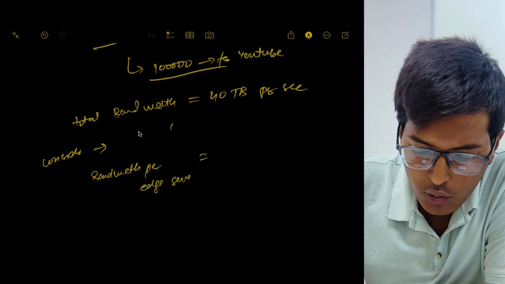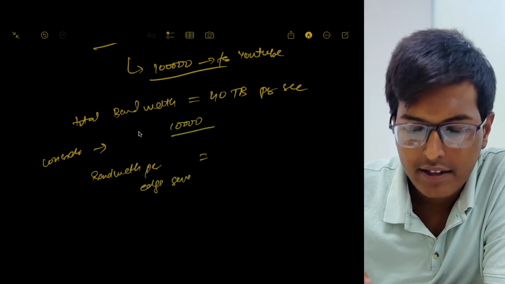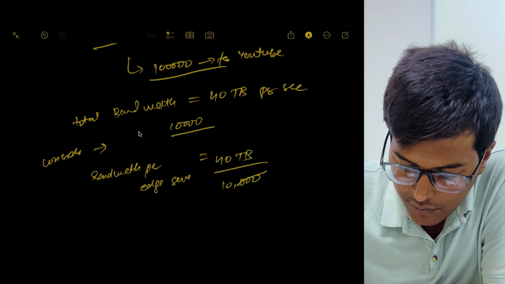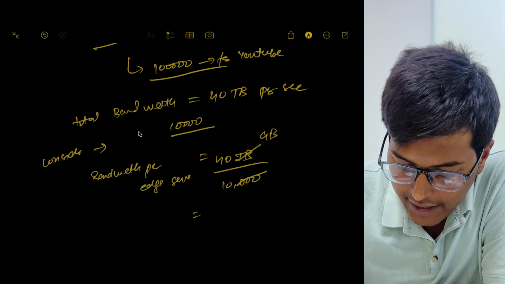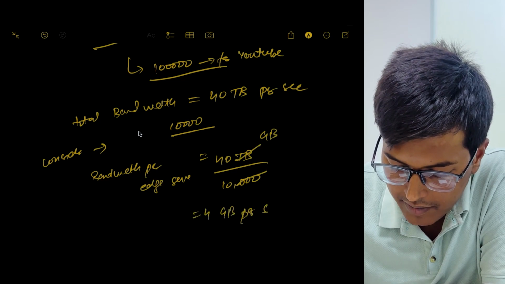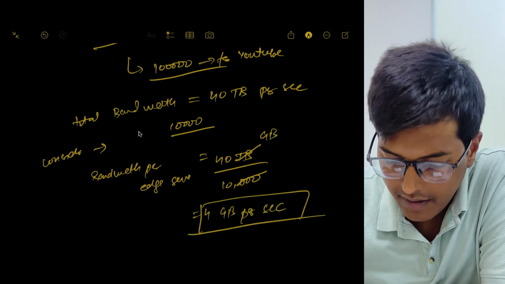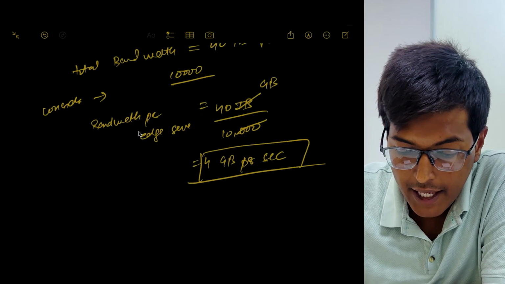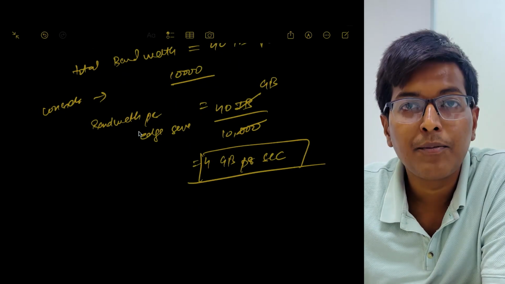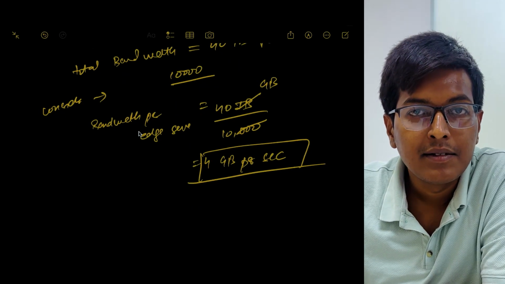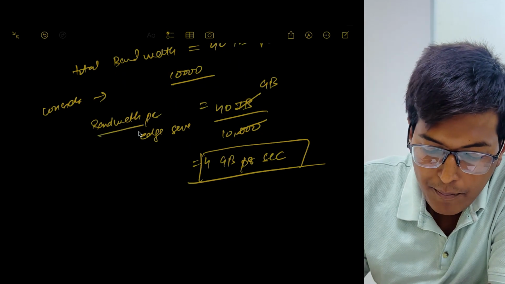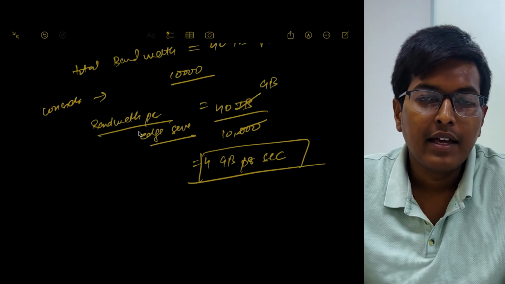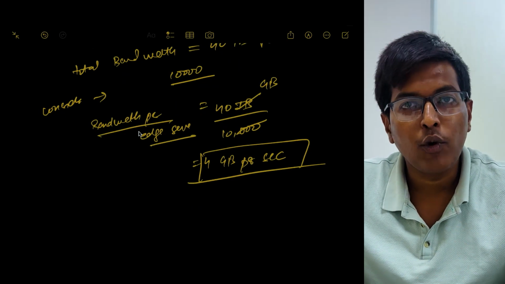Let's start with 10,000 edge servers. What will be the bandwidth requirement for 10,000? Right, so this will cut, this will become gigabytes, and this will become 4 gigabytes per second. Still achievable, 4 gigabytes per second is easily achievable. If you take 1 lakh, then this becomes even less. So this is how the bandwidth gets distributed among edge servers, and that further helps you reduce the bandwidth required.